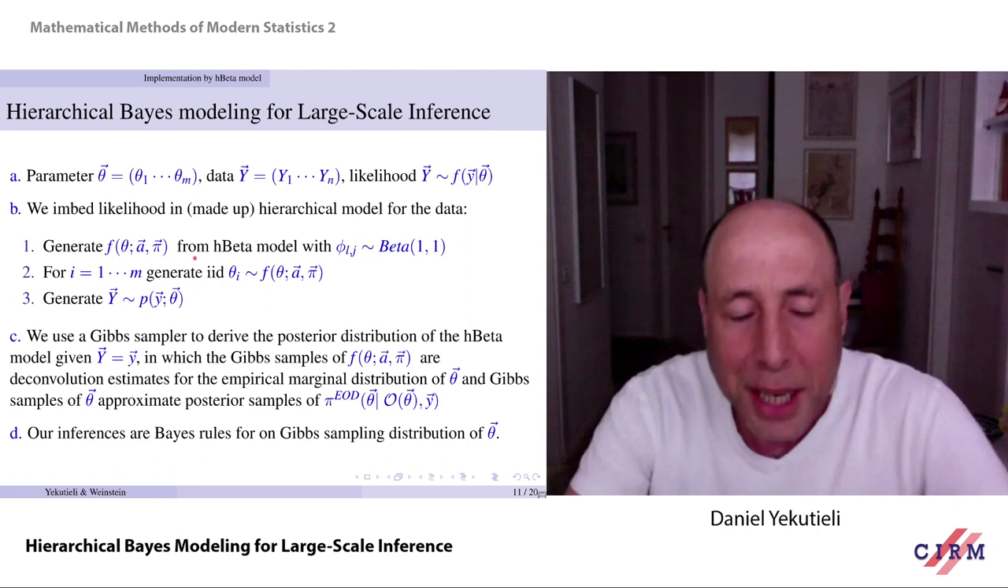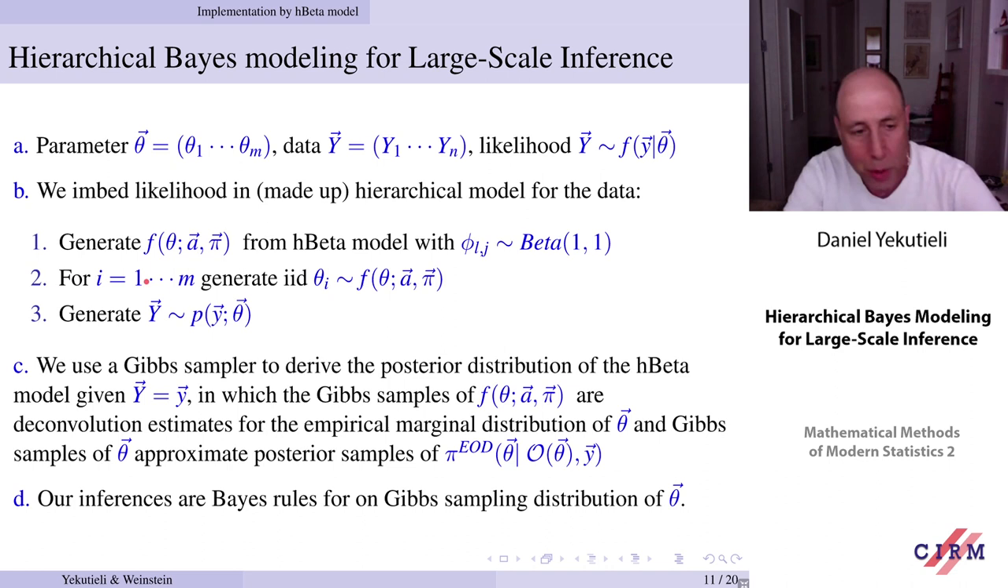The next thing is that once we generate this from the hierarchical beta structure, we assume that the individual components of the parameter vector are generated from this random function. And next, once we have the whole parameter vector, we assume that y is generated by the likelihood. So parts 1 and 2 are made up, and we embed the likelihood as the third step of this made-up structure. Because this is such a loose structure, once we compute the posterior probability given the data, F learns the correct or assumed distribution of the parameter vector.